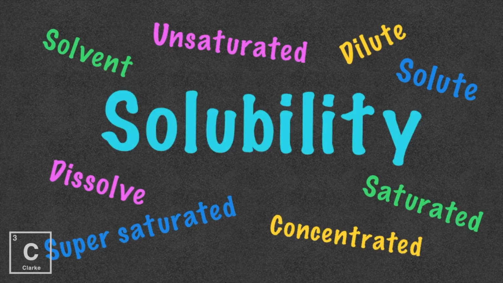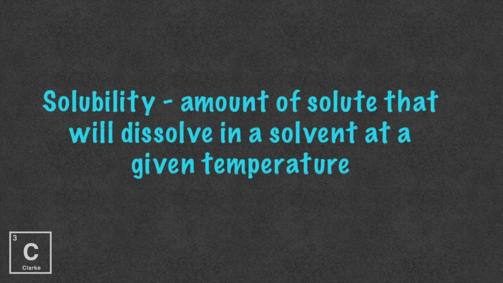Okay, so let's talk about solubility and everything that means. First, let's look at the definition of solubility. That is the amount of solute that will dissolve in a solvent at a given temperature. Let's pay attention to that. Amount of solute that will dissolve in a solvent at a given temperature. Temperature is important here. Basically, this definition is talking about how well something will dissolve.